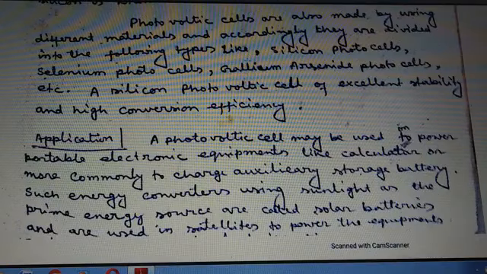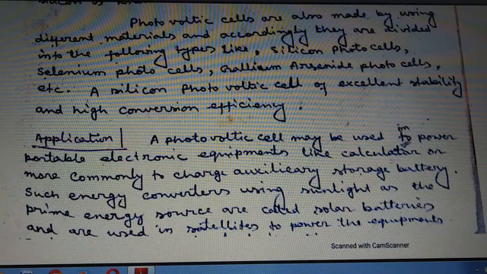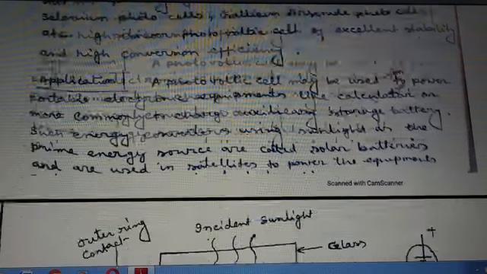Now the applications. A photovoltaic cell may be used to power portable electrical equipment like calculators and more common devices. But nowadays, the photovoltaic cell is used for different types of applications. By using this cell, we can power domestic, industrial and commercial buildings also. We can use a submersible pump for irrigation purposes with the help of these solar cells. And nowadays, we can develop a solar power plant for a particular area. So these are the application areas of solar photovoltaic cells.